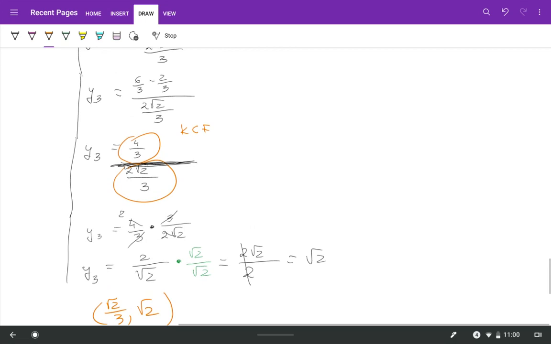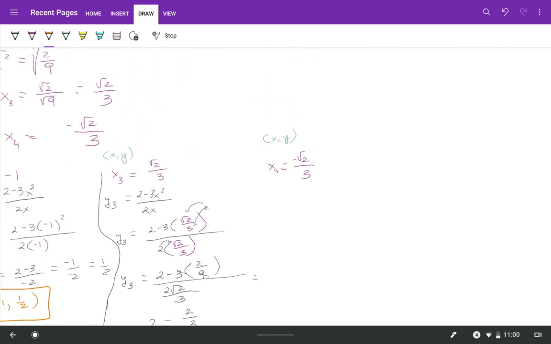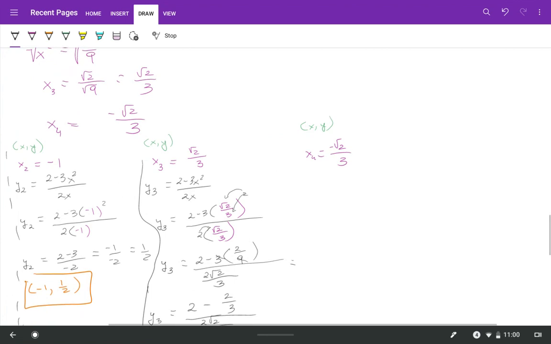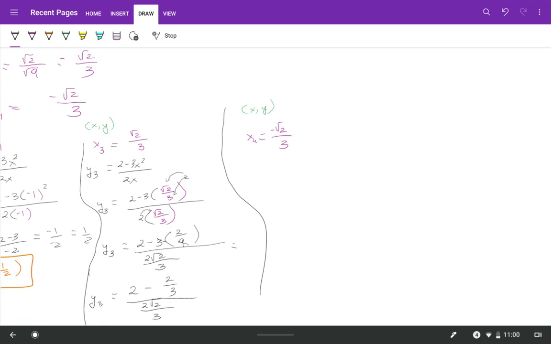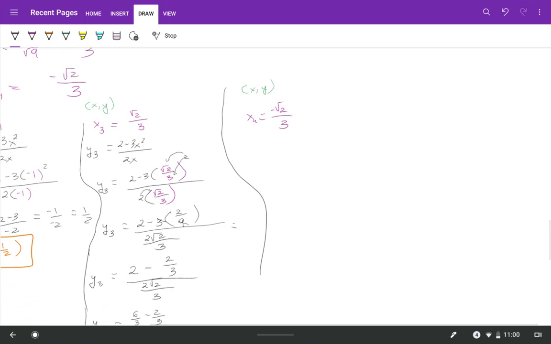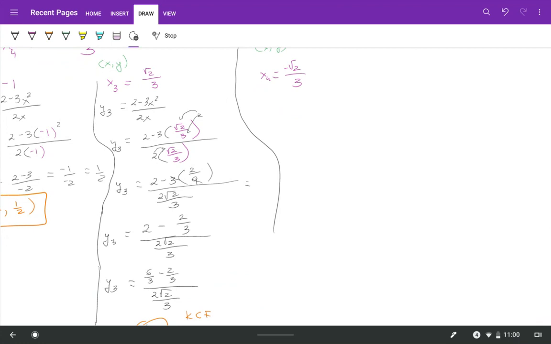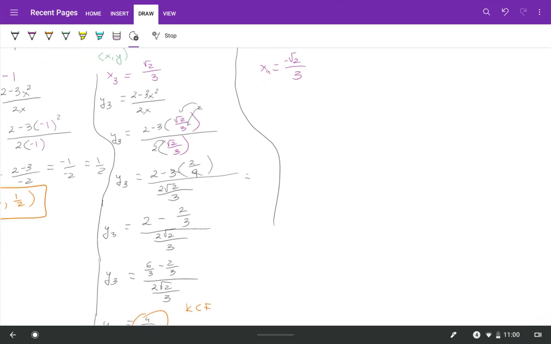Now, the fourth point of intersection, you guys can just follow. Look what happened here. I'm going to use the previous problem right here, because we're going to replace x with negative square root of 2 over 3. So hopefully you guys don't mind. I really would like to copy this, but for some reason, I don't know why, it doesn't allow me to copy.